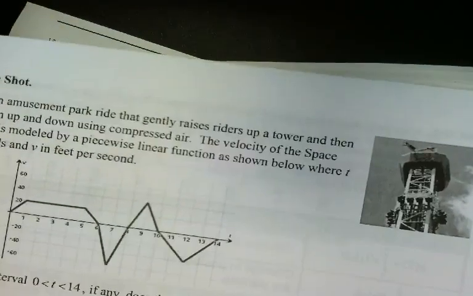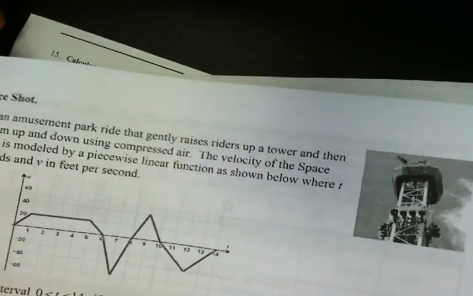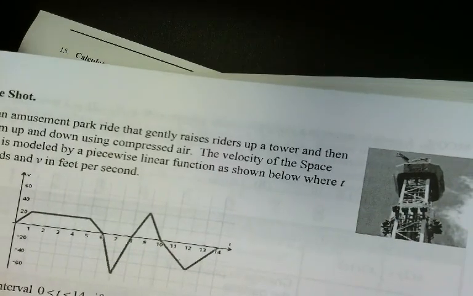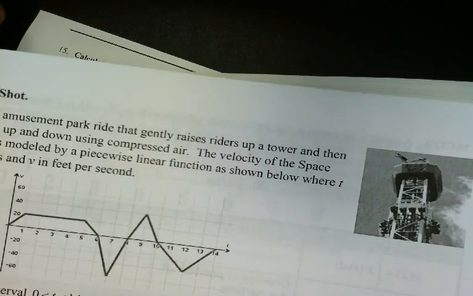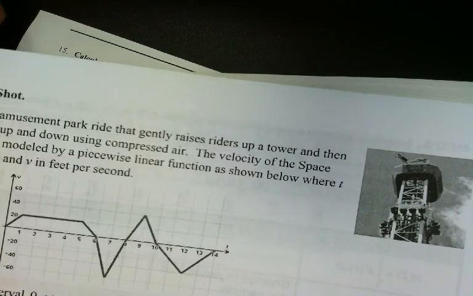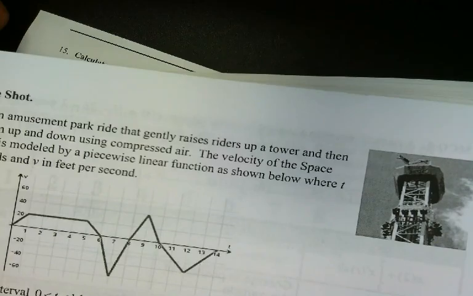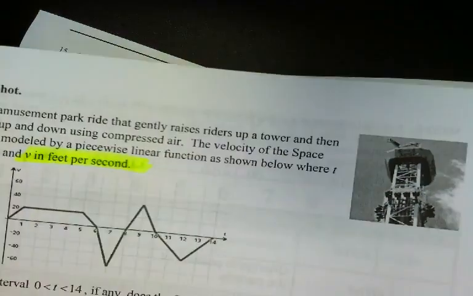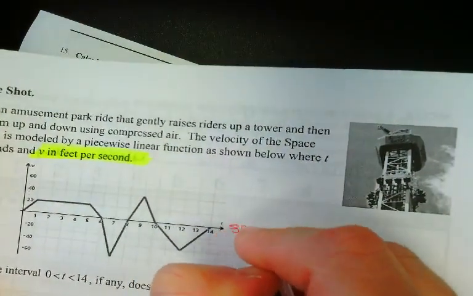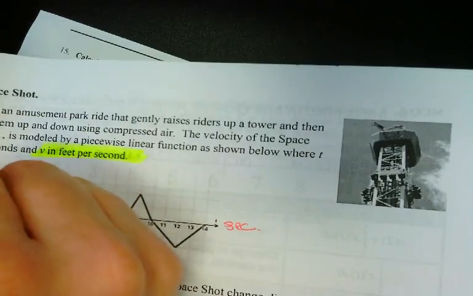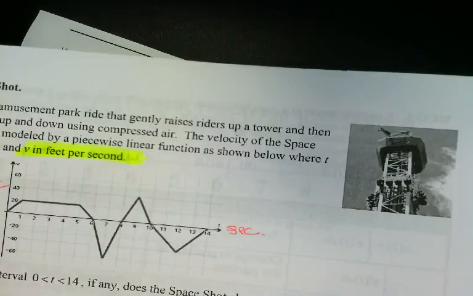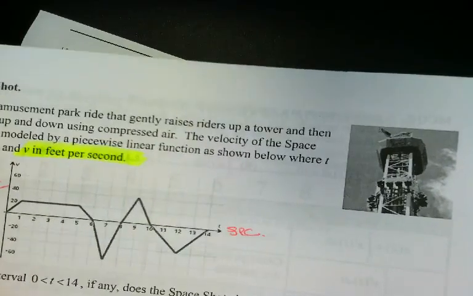Let's try number 2. All right, this one is non-calculator. The Space Shot is an amusement park ride that gently raises the riders up a tower and then rapidly bounces them up and down using an air compressor. The velocity of the Space Shot for 0 to 14 is modeled by a piecewise linear function, with v in feet per second. Okay, so this section is measured in seconds, and this velocity is feet per second. Okay, so we're on the same page. Time is measured in seconds, v is measured in feet per second.